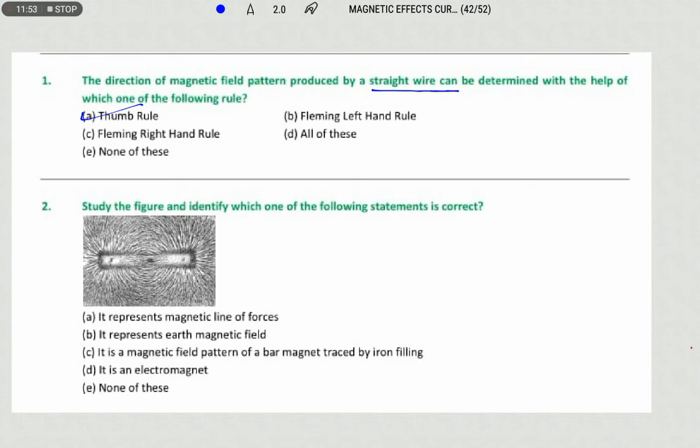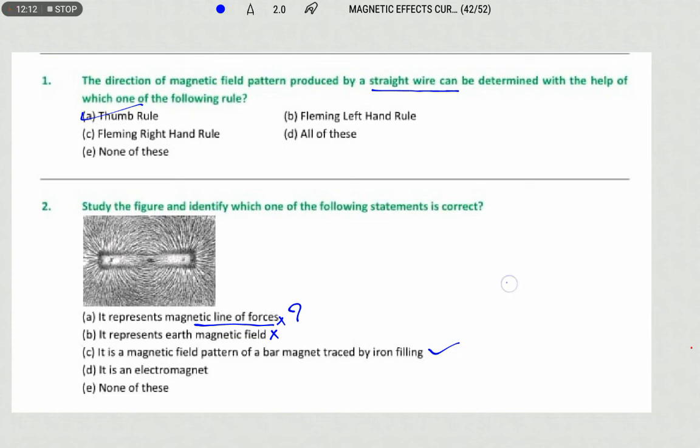But what kind of field line, they didn't mention. It is due to a straight conductor or due to a bar, they didn't mention. That's why this option will be wrong. So it represents the earth's magnetic field? No, it is also wrong. Next, it is a magnetic field pattern of a bar magnet traced by the iron filings. So this is the correct answer.